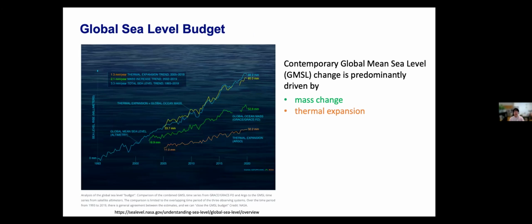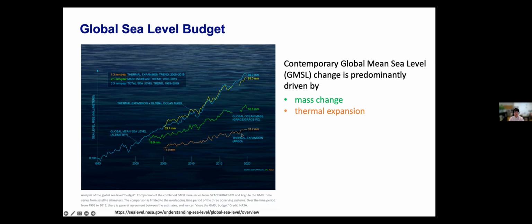This plot shows global sea level budget that's been observed between 1993 and 2020. The orange line shows thermal expansion trend changes observed by ARGO, and green is mass increase trend observed by GRACE and GRACE follow-on. So when you add these together, you get the yellow line, and that's the total. So that's sum of global ocean mass changes and thermal expansion. And this blue line is the total sea level trend observed by altimetry.